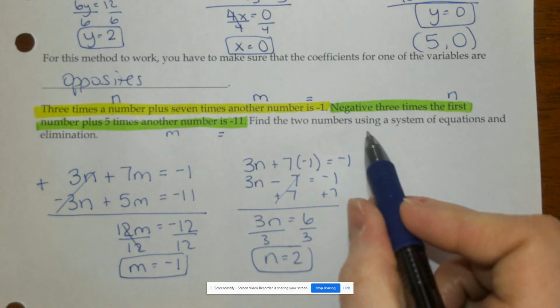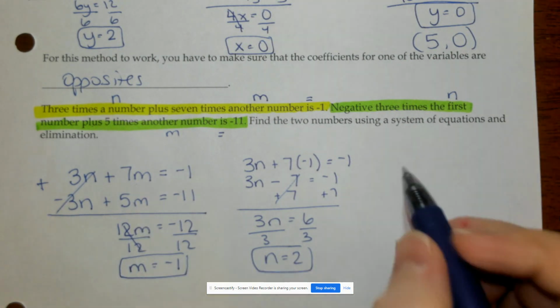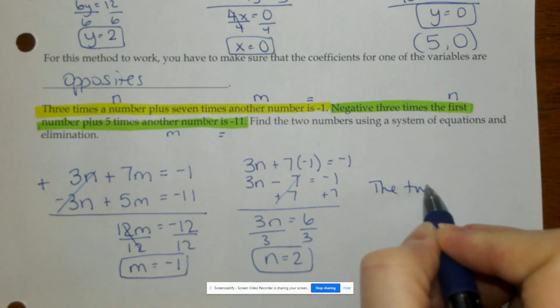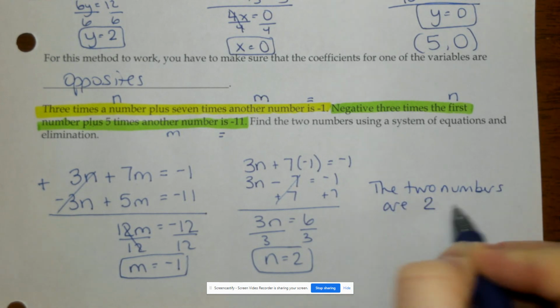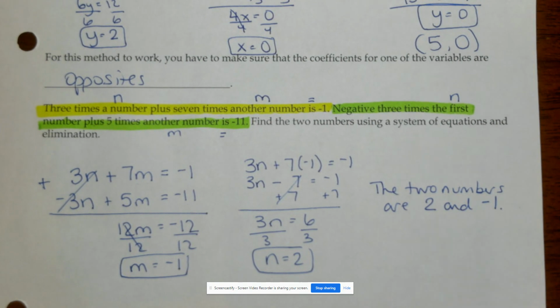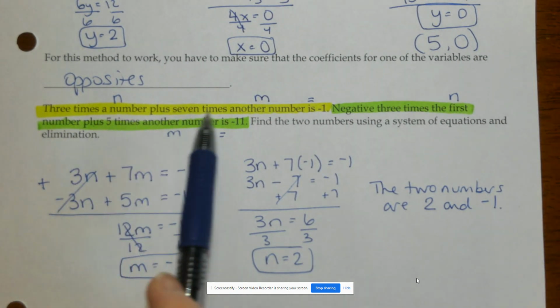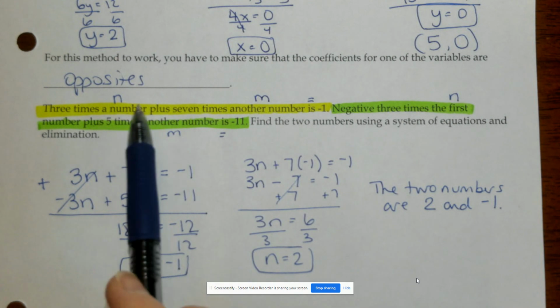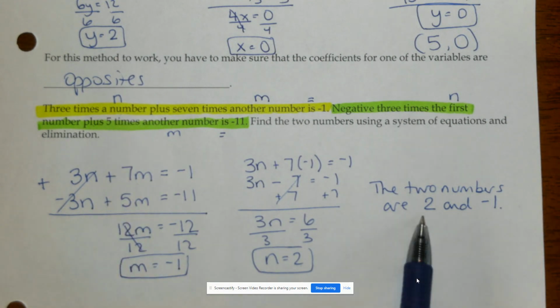Find the two numbers using a system of equations and elimination. I used elimination, I used a system. The two numbers are 2 and -1. And you could have put them in the other order and that would have been fine as well. I just remembered up here: 3 times a number plus 7 times another number. n was the first letter that I used, so n was 2. I listed that one first in my answer.